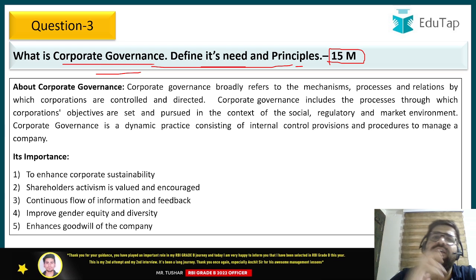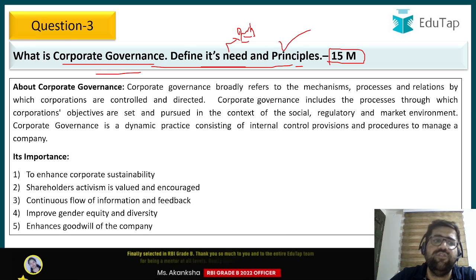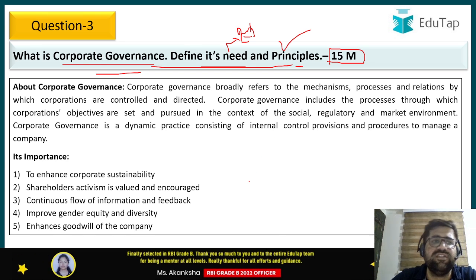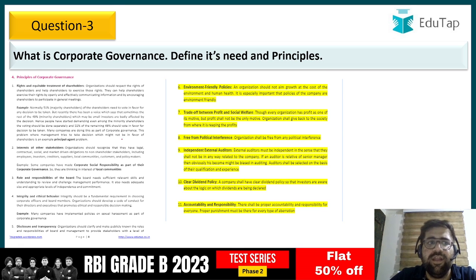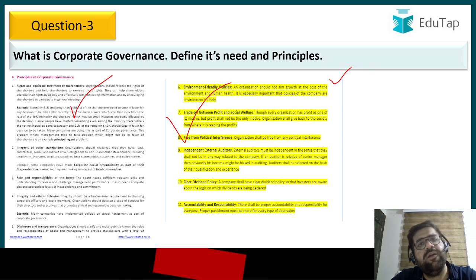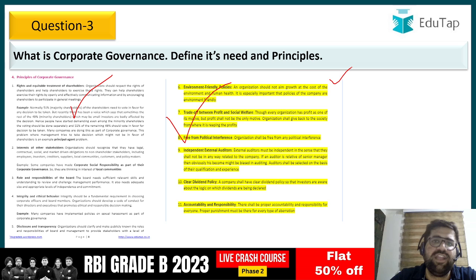Just define its, here need you can define its importance as well, that why it is needed in the organization. Principles, you will have to give certain very important principles, like how different principles of corporate governance are formed. In your model question and answer, a direct question has been explained via this. So you can trust on EduTap. This is the way we study, this is the way we analyze, and this is the way we form our content as well.